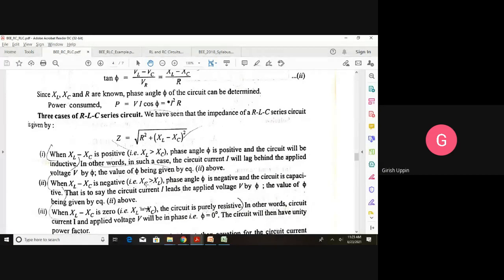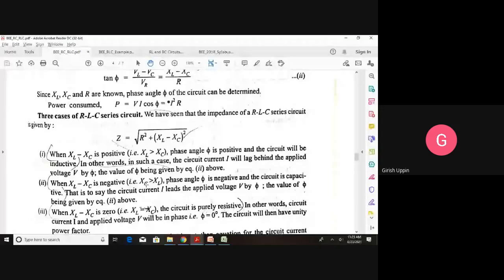And what happens in the RC circuit? The current will lead the voltage by an angle phi. Okay, so XC greater than XL, phase angle phi is negative, and the circuit is capacitive. That is to say, the circuit current I leads the applied voltage V by an angle phi, and the value of the phi is given by the same equation.